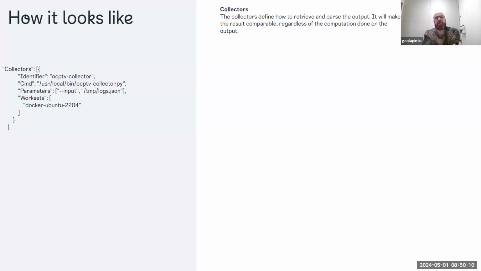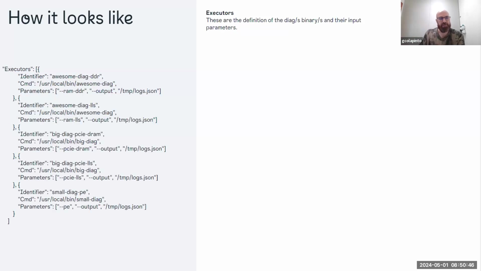Collectors, in this case, again, it's how we are retrieving the output. This is completely fake. It could be the visualizer that Google is working on. It could be something else. But I just put here a fake Python collector with the parameters and in which work set the collector could run, because it's not true that the collector should run in the same work set as the diagram. The diagram should run in some work set. The collector could run in other ones because it has more tools for parsing the output, as an example.